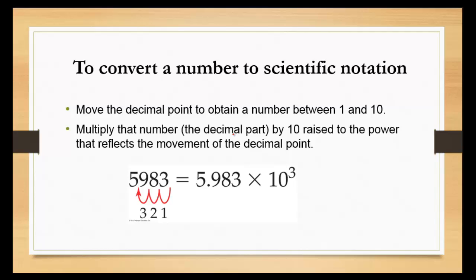So essentially what you want to do is put the decimal behind the first non-zero number. For instance, here it would be the 5. Once you do that, that becomes your decimal portion. Then you want to move the decimal place and count how many times you've moved it to make it after that non-zero number. And that becomes your exponential portion.